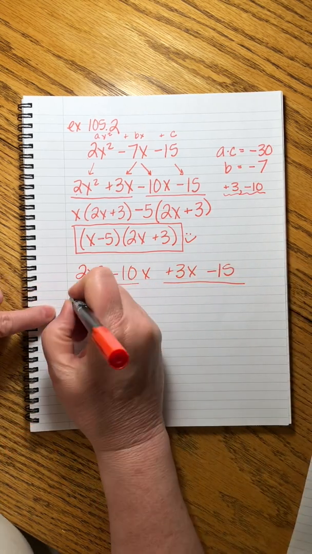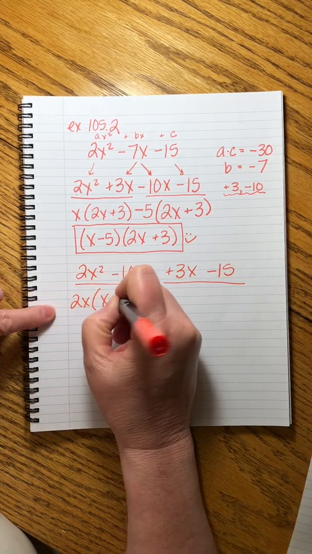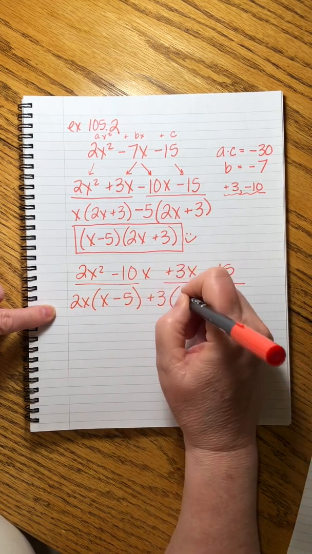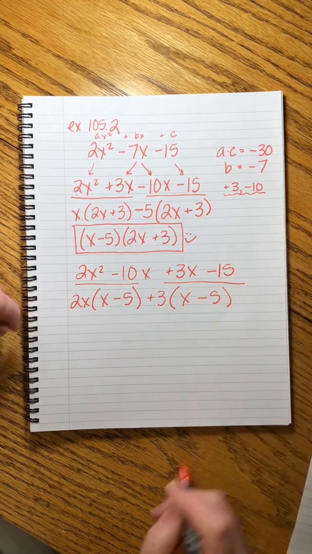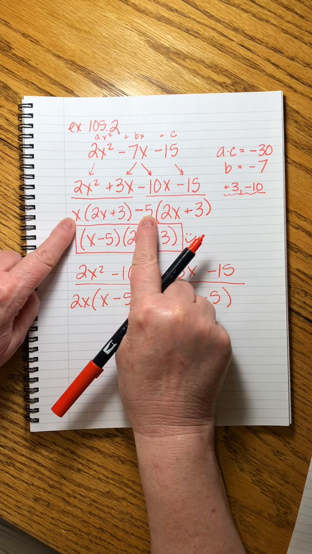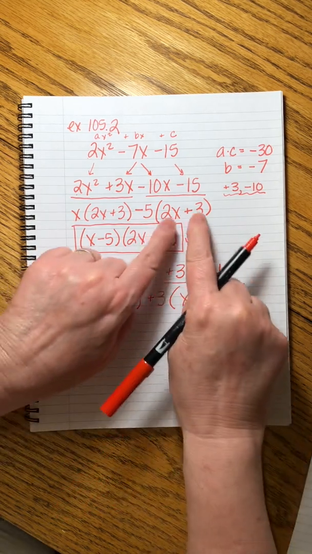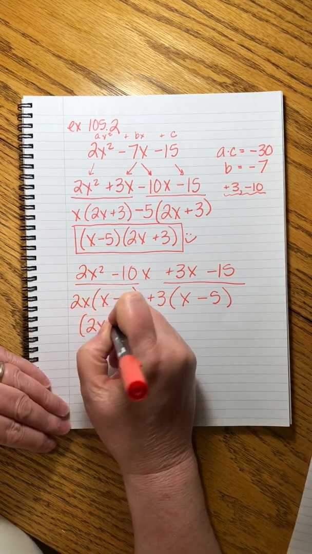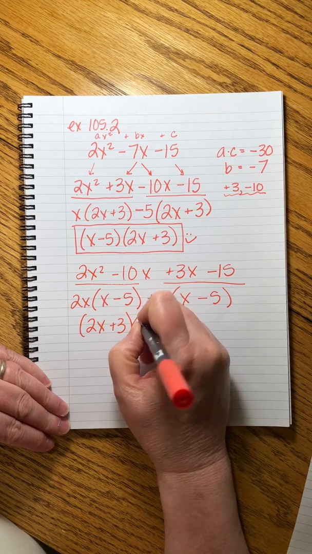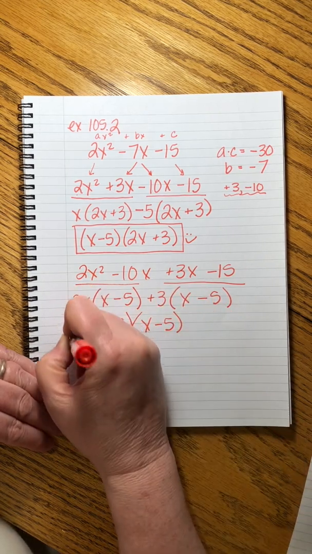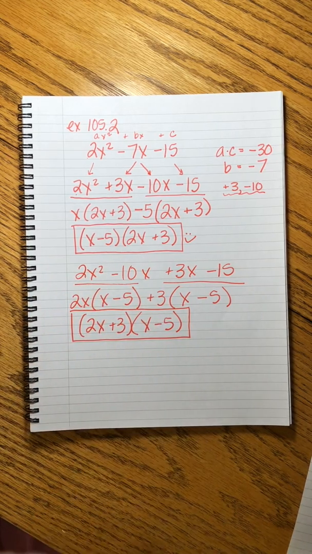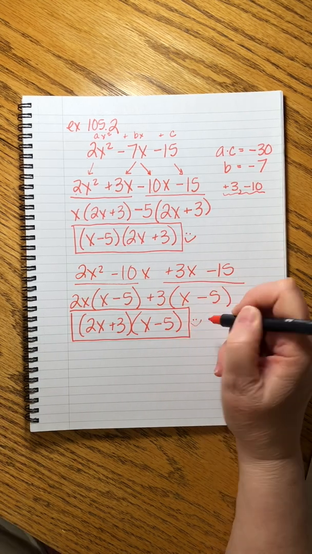From this, I can pull 2x, and I'm left with x minus 5. And then from this, I can pull a plus 3, and I'm left with x minus 5. So look, what was broken is now in the parentheses, and what was in the parentheses is now the broken piece. Either way, though, I go back to write my answer, 2x plus 3 quantity times x minus 5 quantity, and I get the same answer. Happy days. Order doesn't matter, remember, because when we're multiplying, we don't care what order it's in. It's all good. Okay, now we're done with 105.